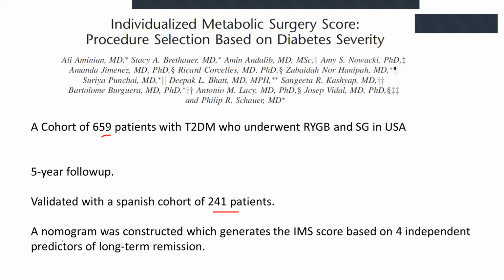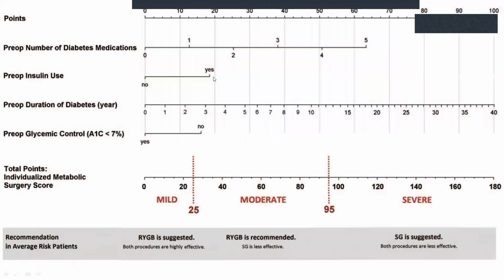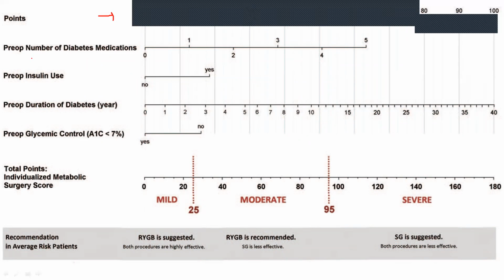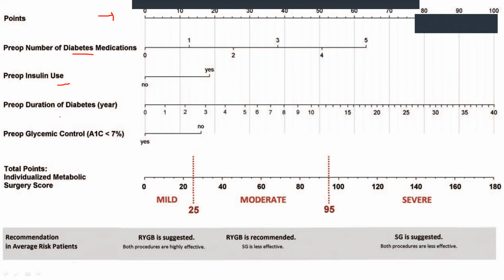They constructed a nomogram with 4 independent predictors for long-term remission. So this was the nomogram which they constructed. This shows the points, which varied from 0 to 100. The 4 variables they used were the number of diabetes medications, the use of insulin, the preoperative duration of diabetes, and also the glycemic control. Here it was either glycated hemoglobin of less than 7% or more.